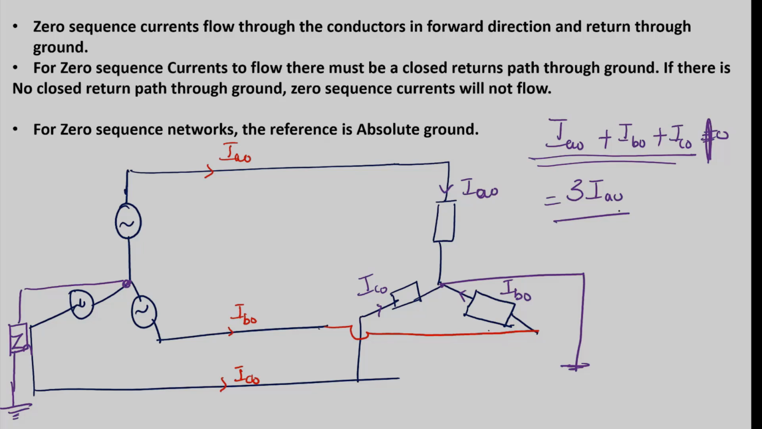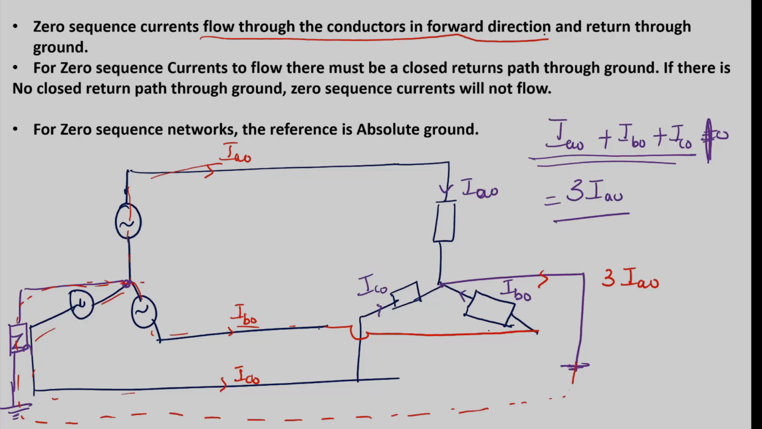This 3 IA naught current will return through the generator. They will flow through the ground, and from ground, these currents will again enter the neutral of the source, and they will flow like this. This is how the zero sequence currents flow. So zero sequence currents flow through the conductors in the forward direction and return through the ground. From the load point, they enter through the load neutral into the ground, and again through the source neutral into the generator.